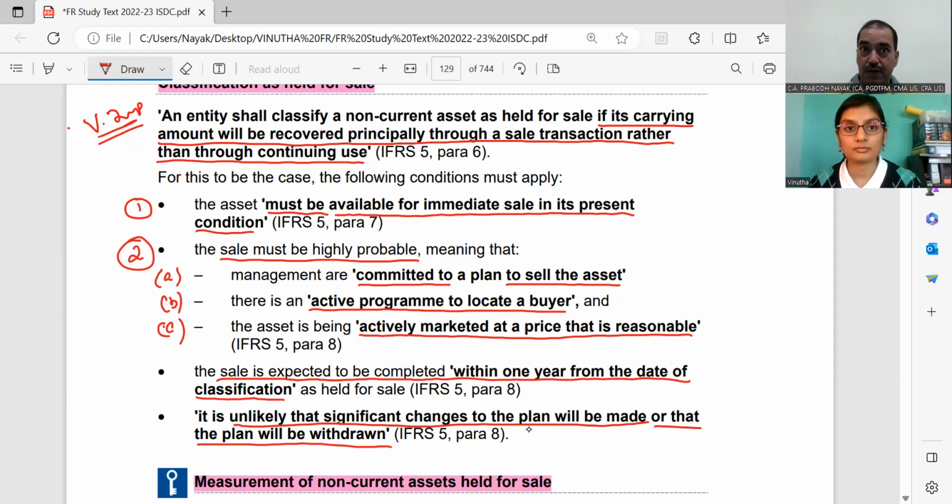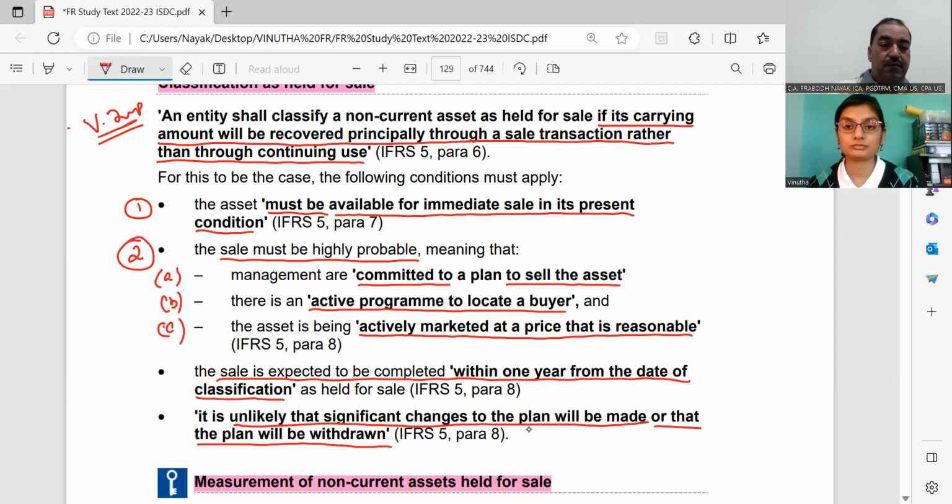So I have told my mother that I want to sell, but I have given her an unreasonable price so that she cannot sell. So it should not be that the management of the company has declared to the public that we want to sell the assets, but they are quoting an unreasonable price. So the third point is that the asset is being actively marketed at a price that is reasonable.